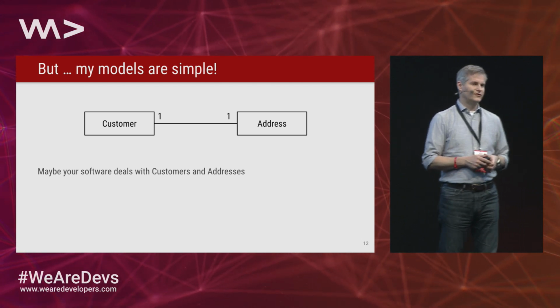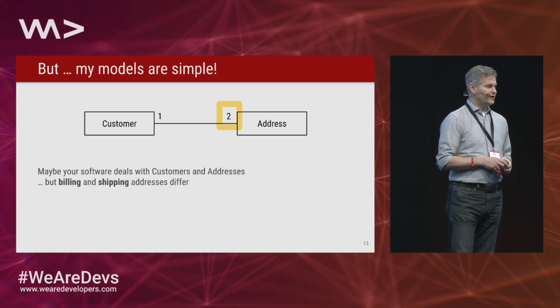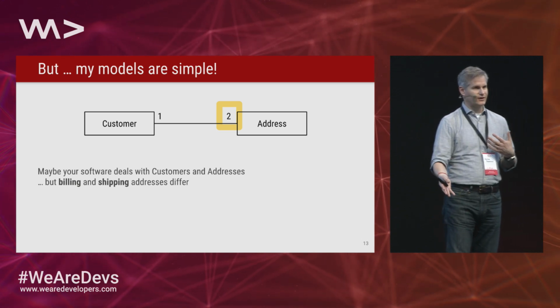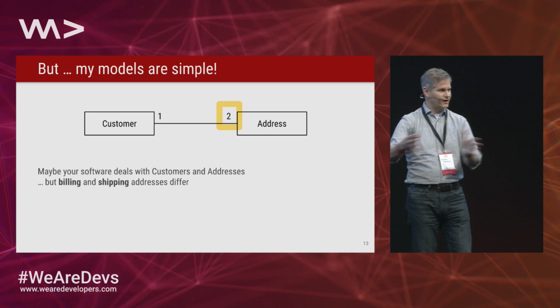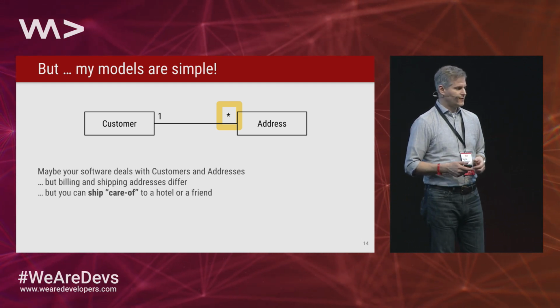So the first problem with this model that might come up, in the first version you code up, is you might say, well, actually, there's a billing address and a shipping address, and those are different. So I've got to change my model. I've got to make it richer. I've got to express more of the world inside this model. And so I do that.